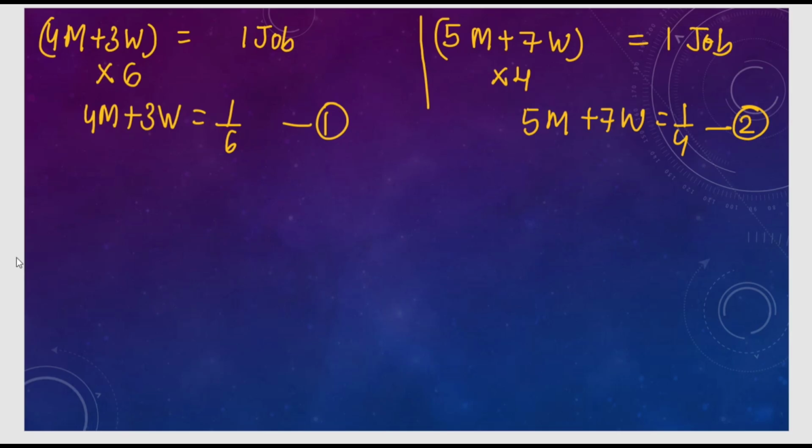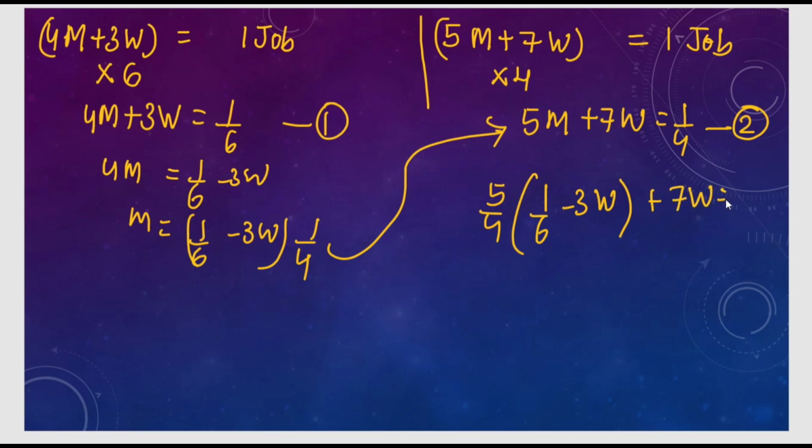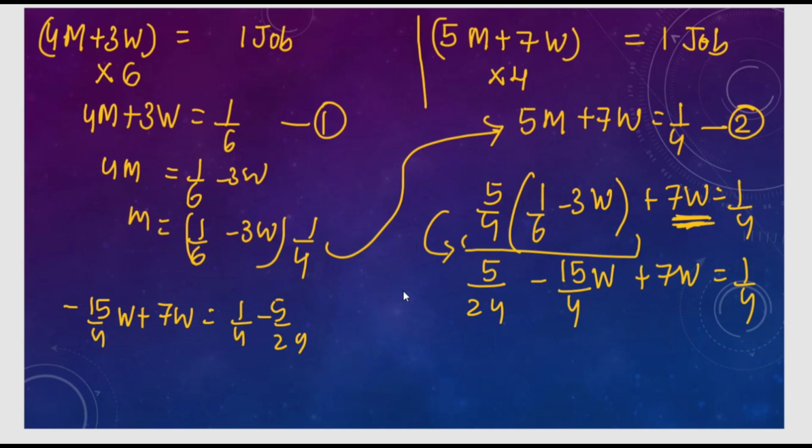Now we will substitute, or we will multiply. Whatever you do with two linear equations, but I feel that substitution is the better option. So 4m is equal to 1 by 6 minus 3w. So m will be 1 by 6 minus 3w, into 1 by 4. So I will substitute this men value here. So what will I get? 5 by 4 times (1 by 6 minus 3w) plus 7w is equal to 1 by 4. Solve this equation now. What are m and w?